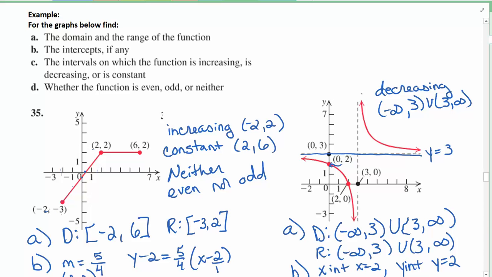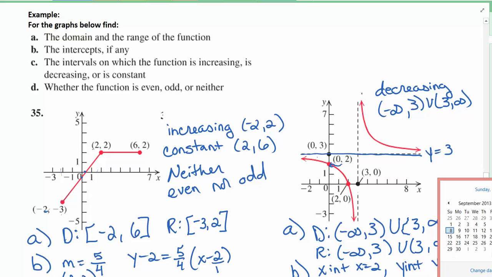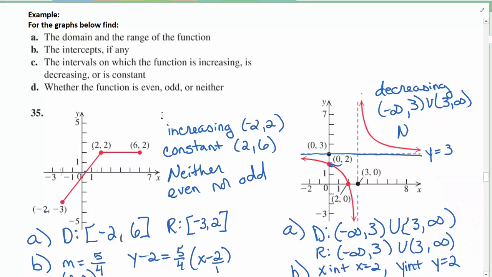Here, when you put 2 in, you get 0. When you put -2 in, you get some number up here. So that's definitely no type of symmetry. So also neither even or odd. Okay. All right. So that was a fun little problem there.